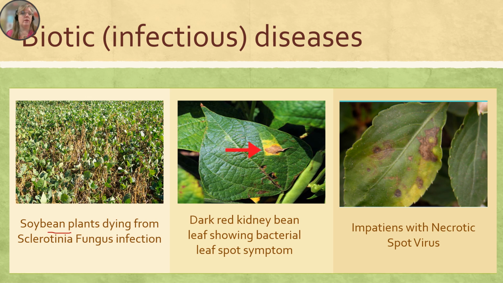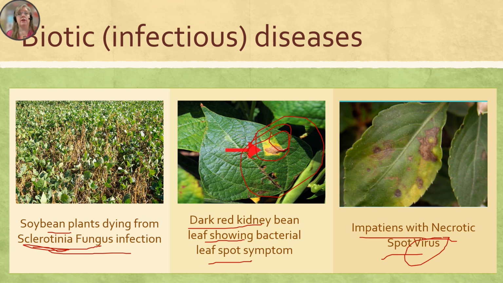This is soybean plants dying from a fungus. You don't need to know the name of it, but this is a fungus infection. This is a kidney bean plant showing bacterial leaf spot. So that's a bacterial infection right there. And this is impatiens, which is a little flower, with necrotic spot virus. So this is a virus, and this is a bacteria.